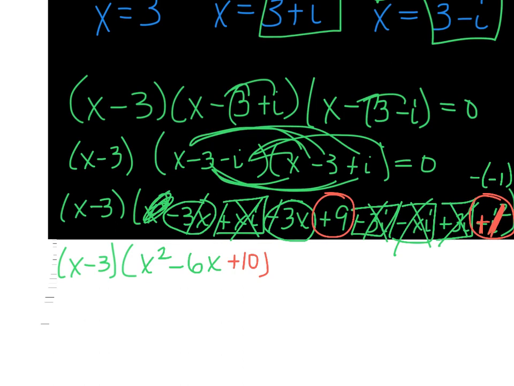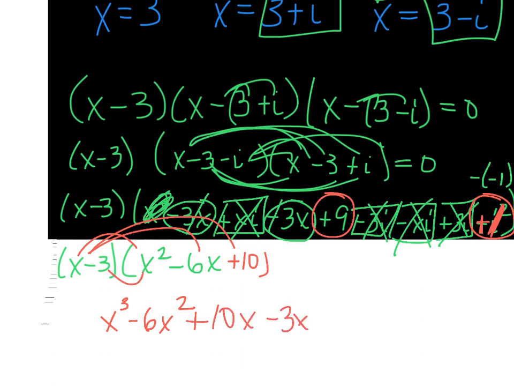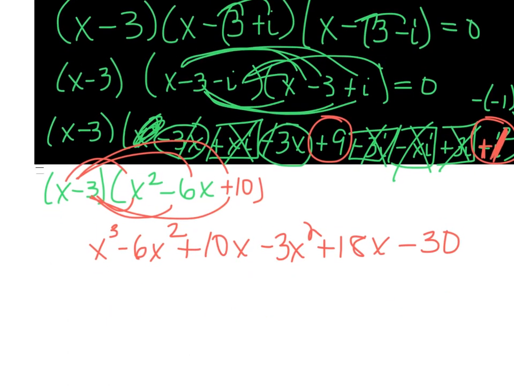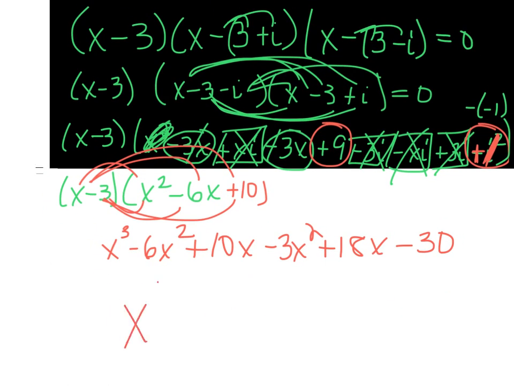I'll show you a shortcut tomorrow. Again, I'm not trying to confuse you, but you can just distribute it every time. But now we just distribute one more time. What's x times x squared? x cubed. What's x times negative 6x? Negative 6x squared. Good. x times 10. Negative 3 times x squared. Negative 3 times negative 6x. Negative 3 and 10. So I'm left with x cubed. What?